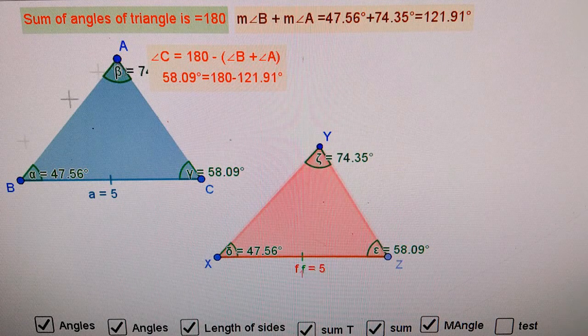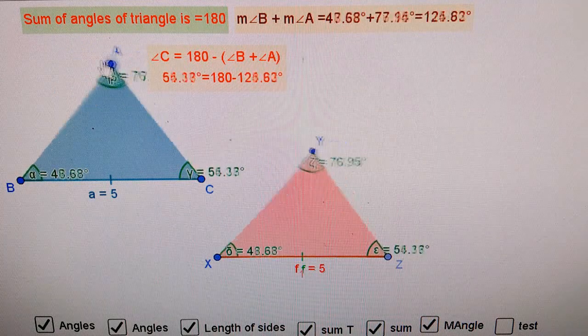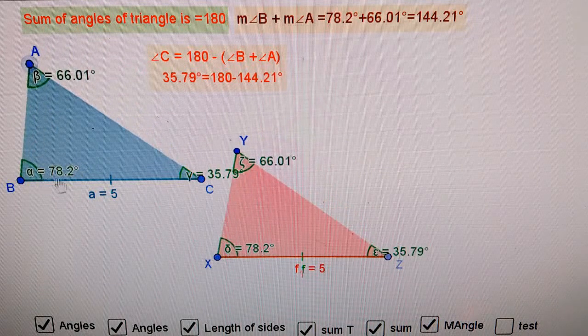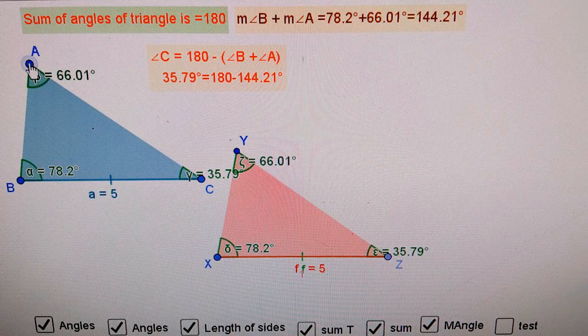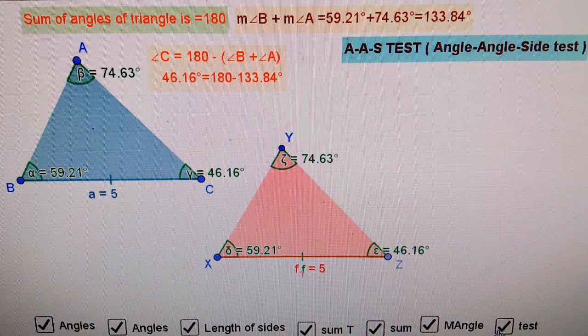Suppose we change the angle B here. Let's see what will happen. See, the next triangle will also change the same angle here. See now the angle B is here 78.2, here also 78.2. Hence you can say that these two triangles are congruent. By which test can we say that these two triangles are congruent? By the AAS test. That means whatever information you had given here, two angles and a side, the third side which was not included between these two angles.